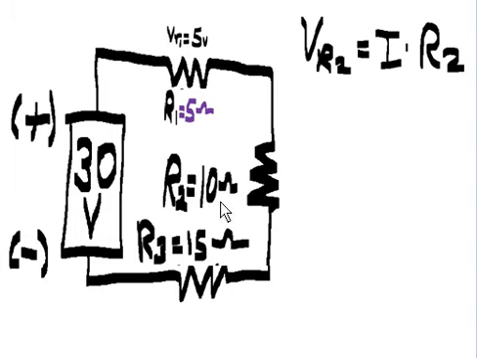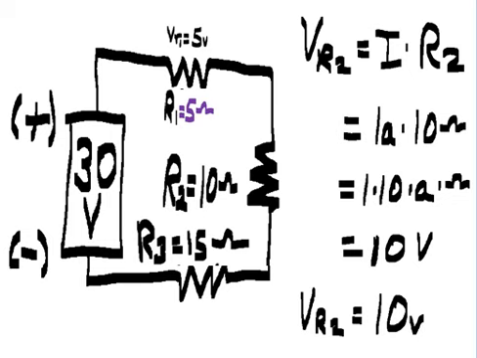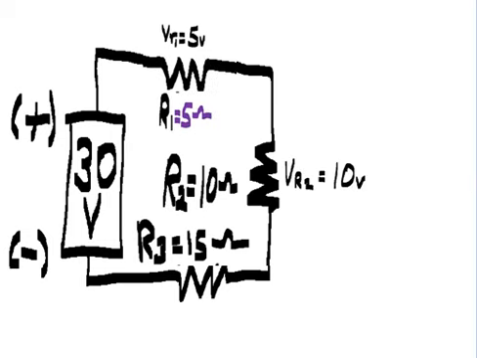What about VR2? That equals I times R2, or 1 amp times 10 ohms, which becomes 1 times 10 times amps times ohms, or 10 times amps times ohms, volts. VR2 equals 10 volts. Let's move that over to here. That's the voltage drop across R2.